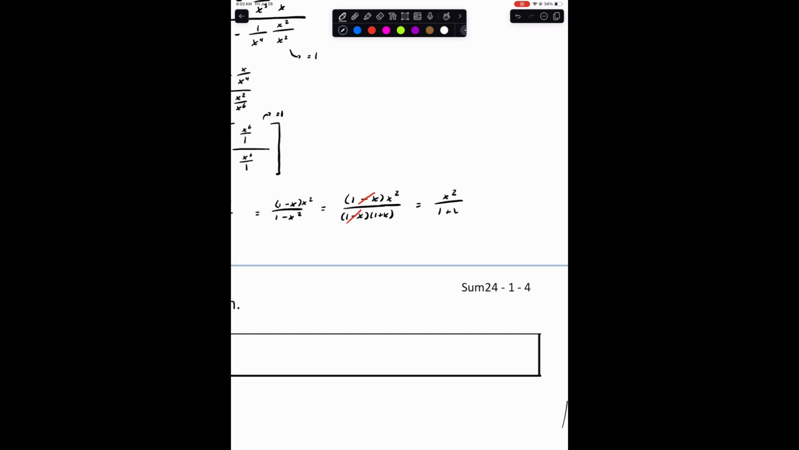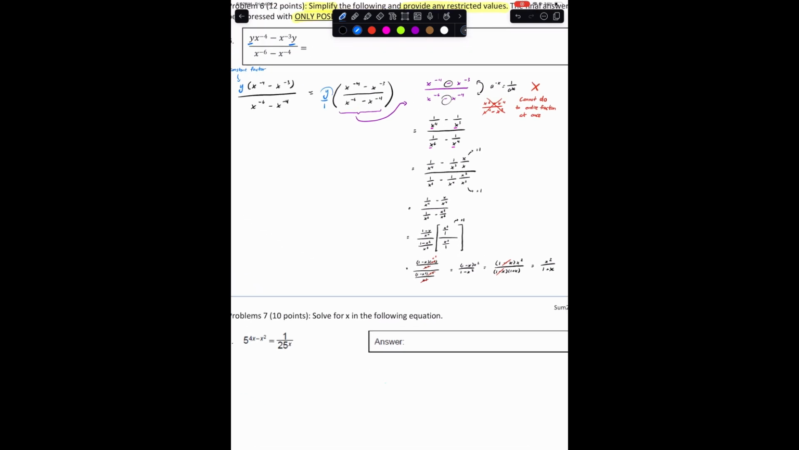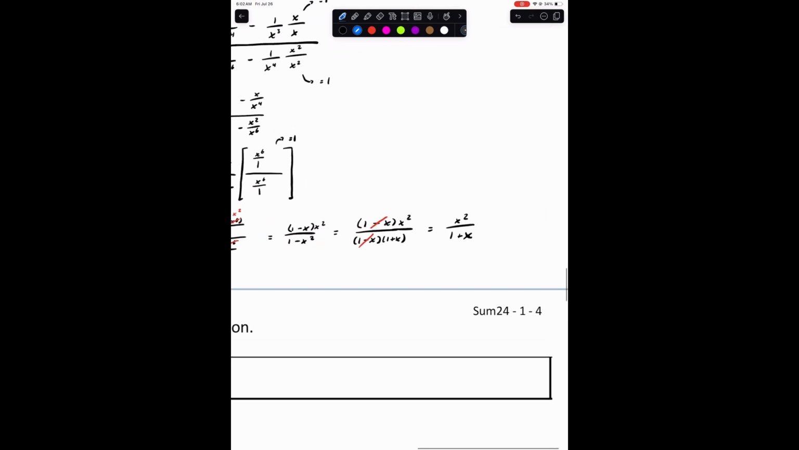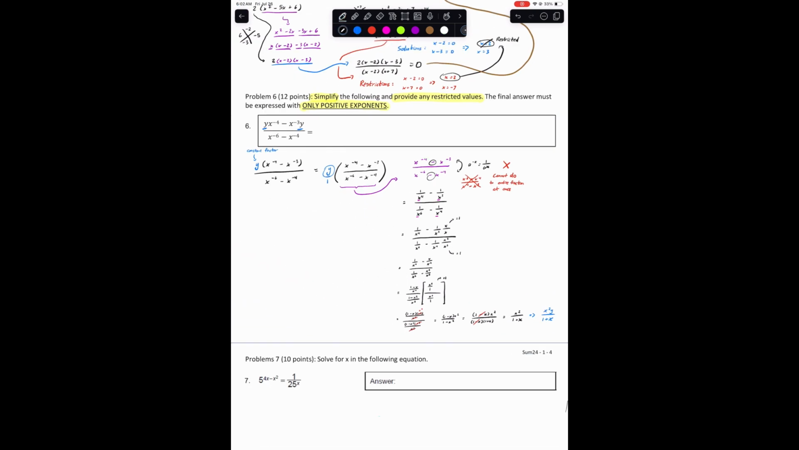Well, I'm not done, right? Because at the very beginning, what did I do? I still have my y to deal with. So I put that y in, and this becomes x squared y over 1 plus x. And that is your answer. Actually, not yet, sorry. X squared y over 1 plus x.